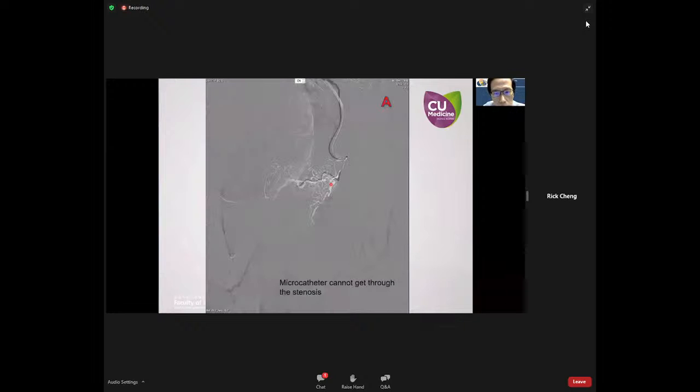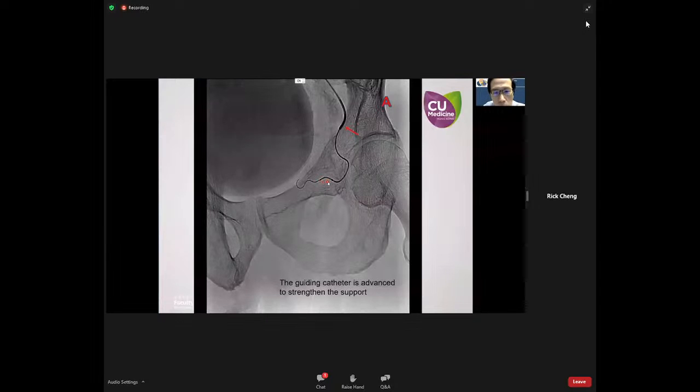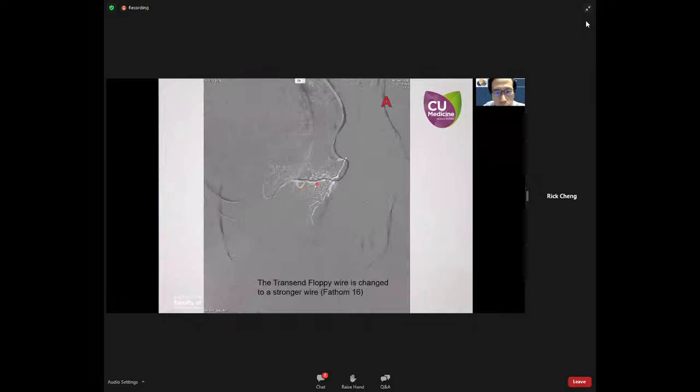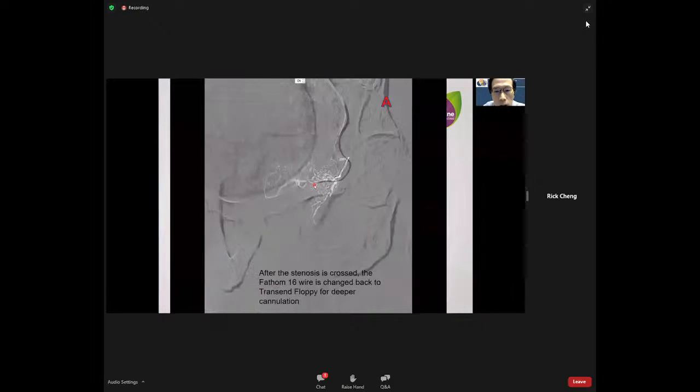So in that case, we advance the guiding catheter down, and then we change to a stronger microwire to push the catheter through. And then after the catheter passes through the stenotic sites, we change to a soft wire to a more distal portion to facilitate further advancement of the system.